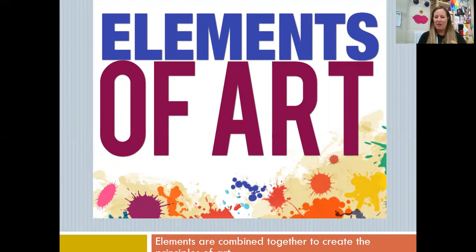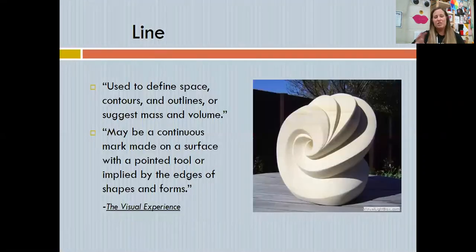Now, your elements that we're going to talk about at first, and we've already talked about a couple like line, shape, and form when we were working with wire, but combining these elements is how we really create a composition and how we create these principles of design that we're going to talk about in just a minute. Now, I want you to start looking at things three-dimensionally, all right? So we know that a line is really going to be used to help define space, suggest contours or outlines. And in 3D, it's really going to be used to suggest mass and volume.